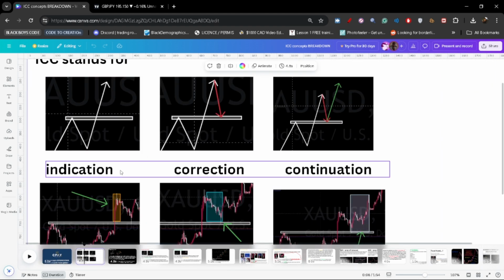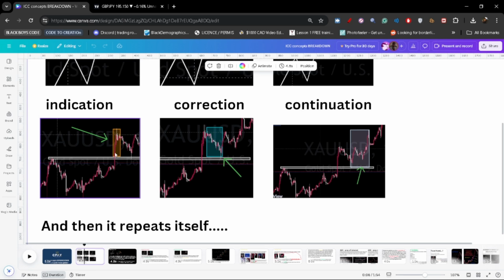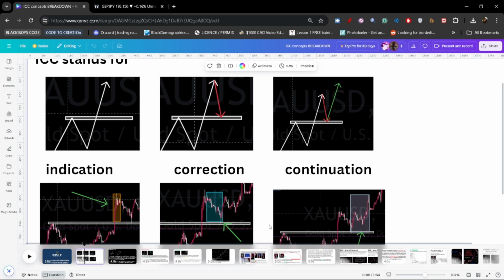So it means indication, right? Price indicating where price wants to go. Correction, so price retracing back to an area of interest, and then continuation, right? So price continuing the trend.